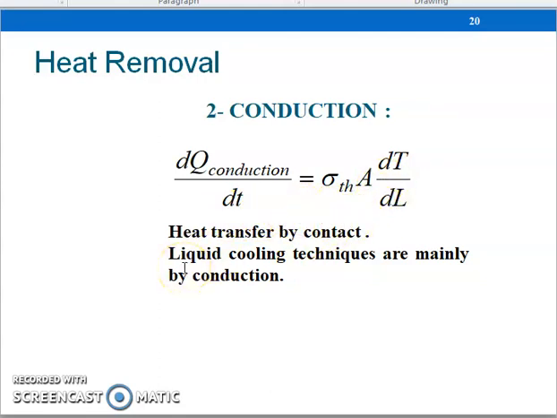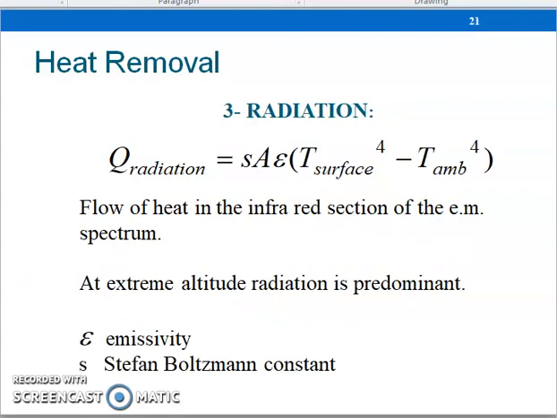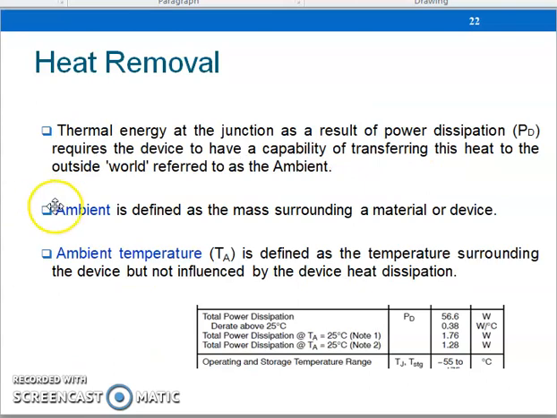Heat transfer by contact, maybe in liquid cooling techniques, uses this kind of conduction. And we have on another slide the heat propagating through radiation. It also depends on the surface area, so it is the flow of heat in the infrared section of the electromagnetic spectrum. Okay, this is just general knowledge on how the heat is transferred from the heat source, which is the junction just now, to the ambient.